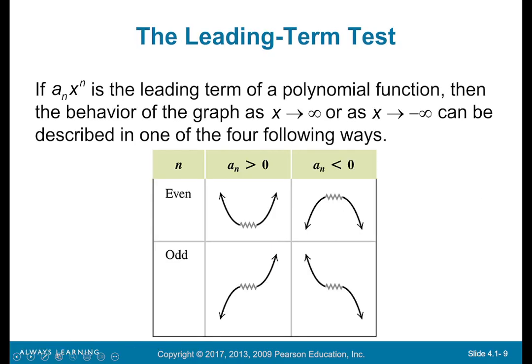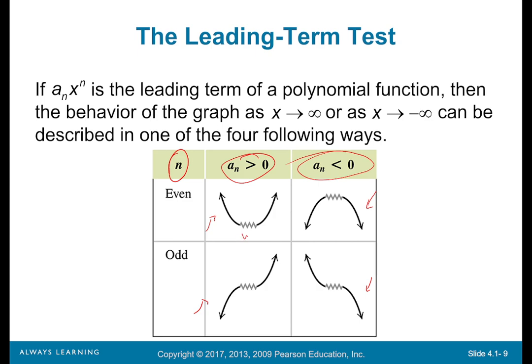Now, we're going to talk about the leading term test. You see, with any polynomial, the leading term determines the shape of the overall polynomial. So as you get to the edges of your graph, as x gets really big or really small, each polynomial is going to behave in one of 4 ways. Either both ends are going to go up, both ends are going to go down, one end goes down and then the other goes up, and one end goes up and the other goes down. And all of this can be determined based off of if n is even or odd, and if your leading coefficient is positive or negative.